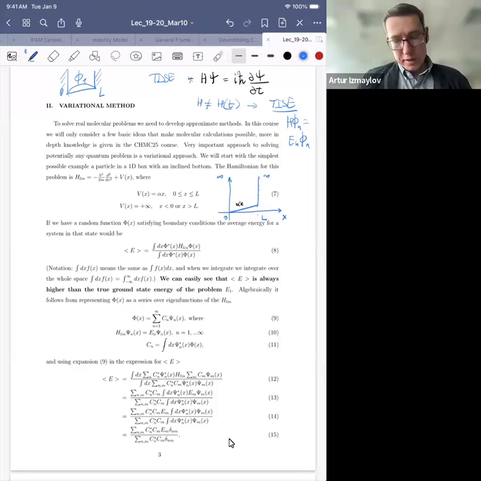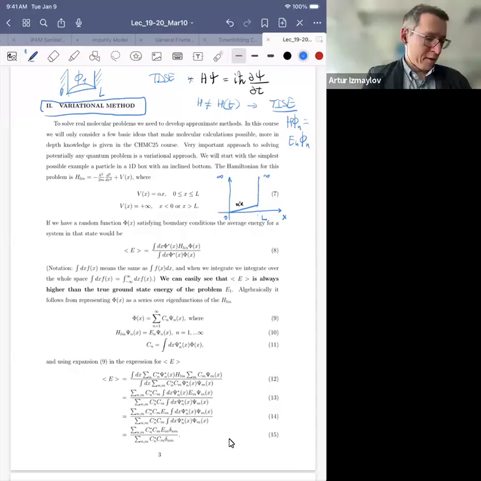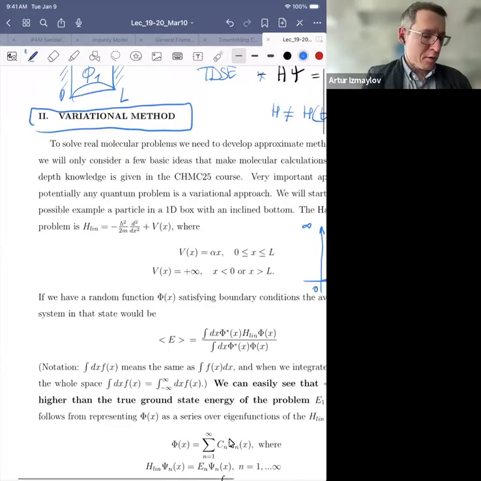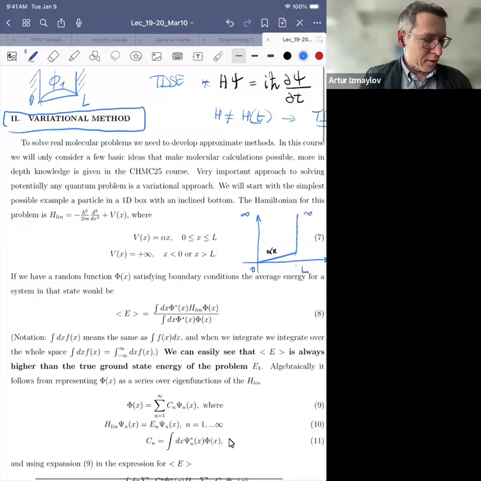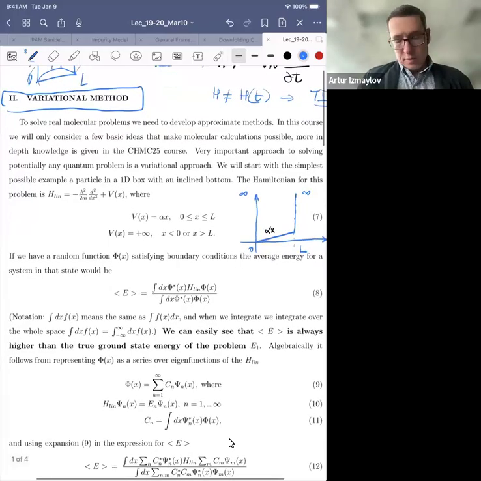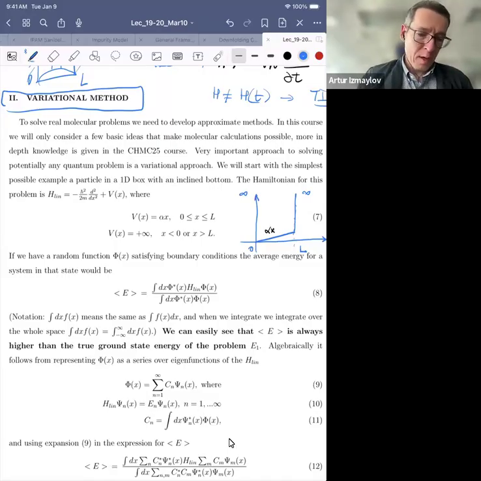And today we're going to look at a so-called variational method. The reason why we need this method is because it turns out that the solutions for the time-independent Schrödinger equation are not always possible analytically, right? So why is that the case? Because it's a differential equation, and not all differential equations are solvable analytically.